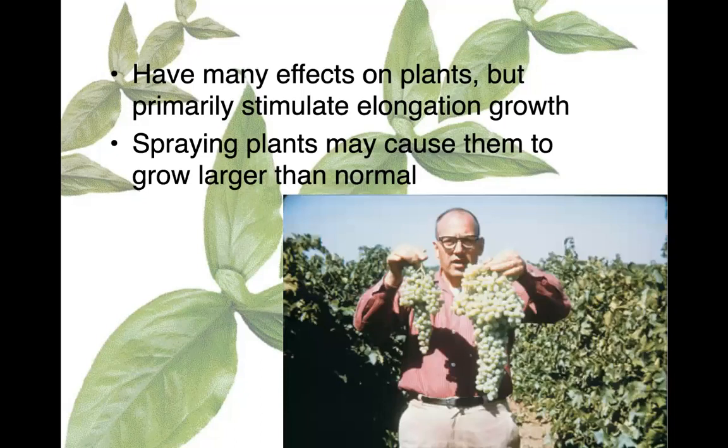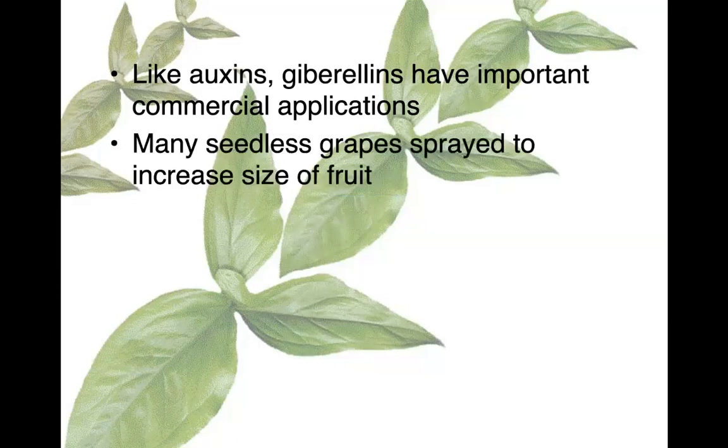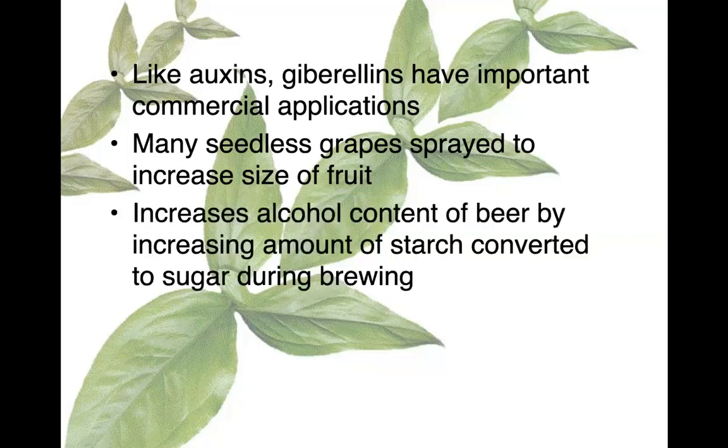So here we have a grape farmer with two clusters of grapes. In his right hand, which is on your left, is a cluster that has not been sprayed with gibberellins, and in his left hand, on your right, is one that has been sprayed with gibberellins, to show you the difference in size. Like auxins, gibberellins have important commercial applications. A lot of seedless grapes are sprayed with gibberellins to increase the size of the fruit. I don't know if you've ever noticed that seedless grapes tend to be much larger fruit than seeded grapes.